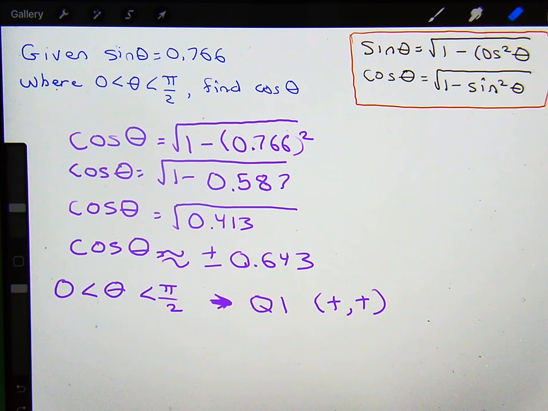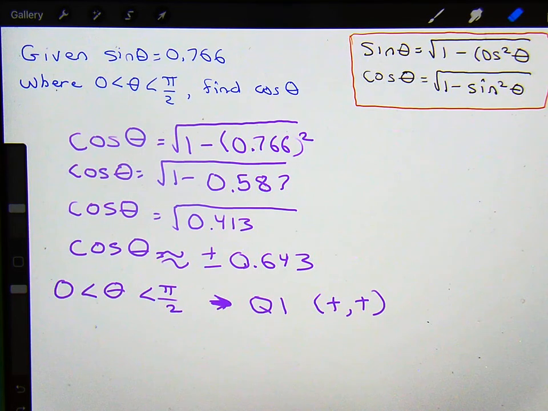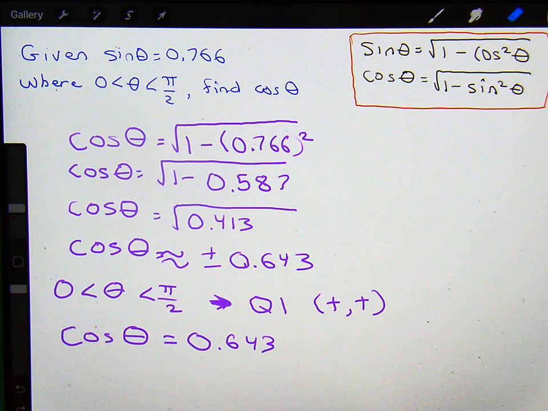And since it's quadrant 1, that means I'm going to have a positive x and a positive y. Well, cosine technically is my x, which doesn't matter because they're both positive. So my actual cosine is going to be positive 643 thousandths.